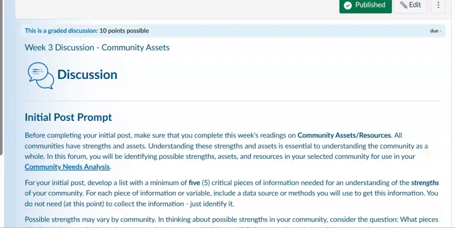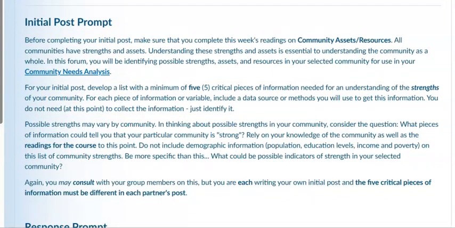So an additional discussion response is as follows. Before completing your initial post, make sure that you've completed this week's readings on community assets and resources. All communities have strengths, all communities have assets. Understanding these strengths and assets is essential to understanding the community as a whole. In this forum, you will be identifying possible strengths, assets, and resources in your selected community for use in your community needs analysis.